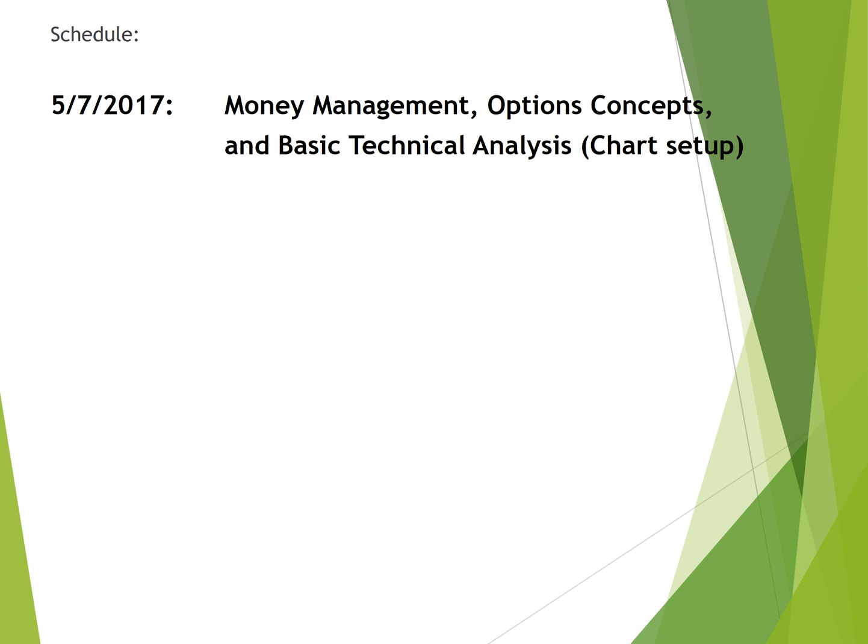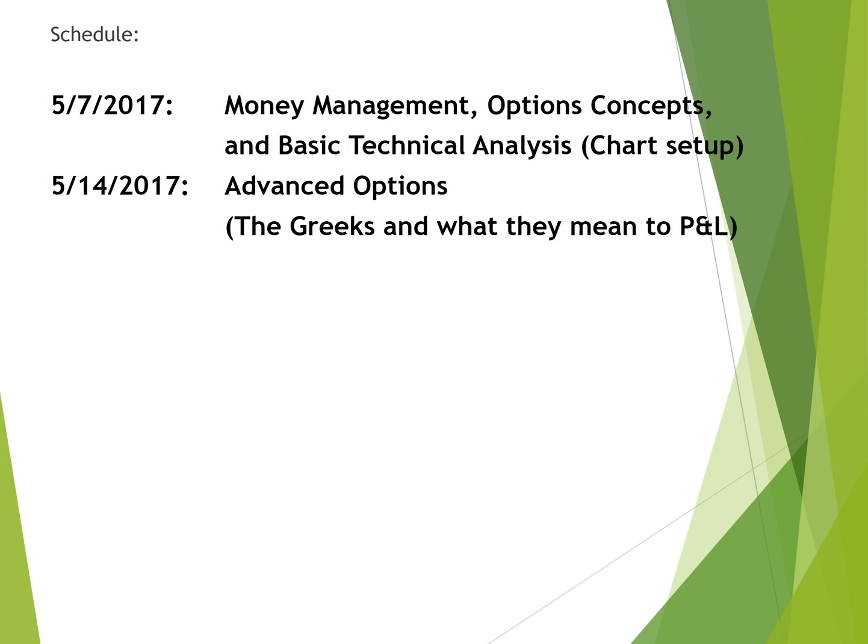And we've got another session coming up in a couple of weeks. We're going to start our fourth training group on May 7th, and we have a basic syllabus here. Starting on the 7th, we go through some money management concepts. In fact, we do that every week. The next week, we talk about advanced options, the Greeks, and what they mean to the P&L.